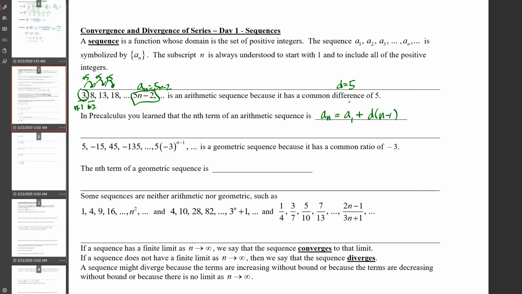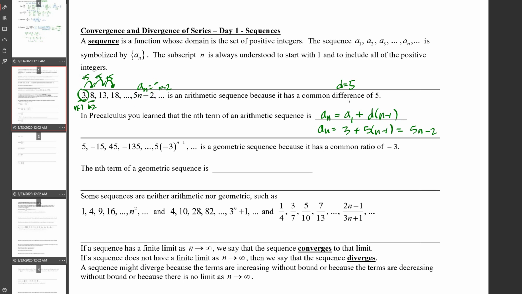So like for this, if you didn't know this 5n minus 2, you would say, okay, a sub n for this sequence is equal to the first term, which is 3, plus the difference, which is 5, times n minus 1. And if you manipulated this around, you would actually get 5n minus 2, which is pretty cool.